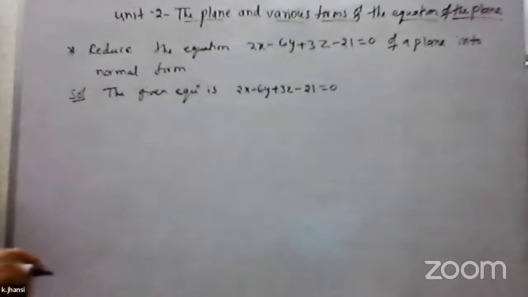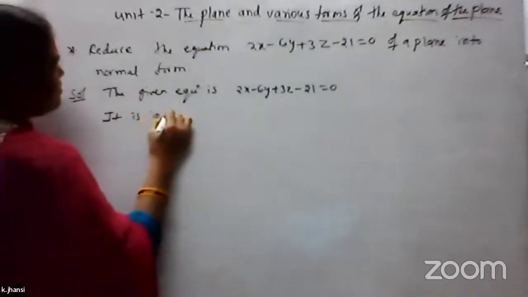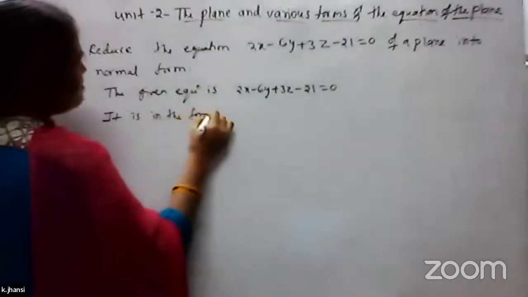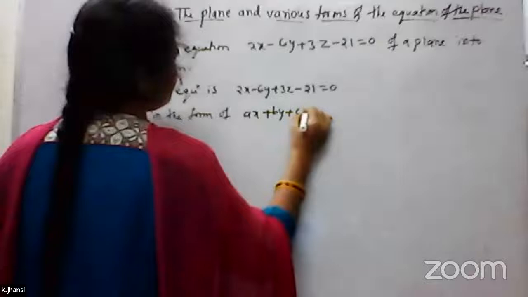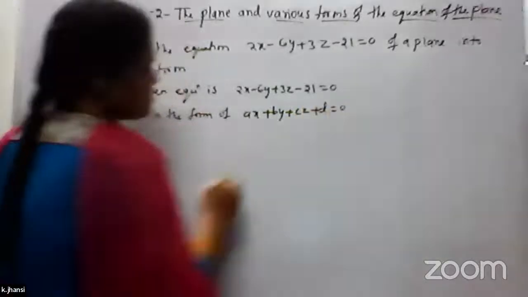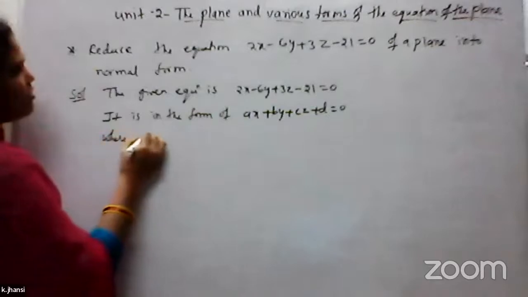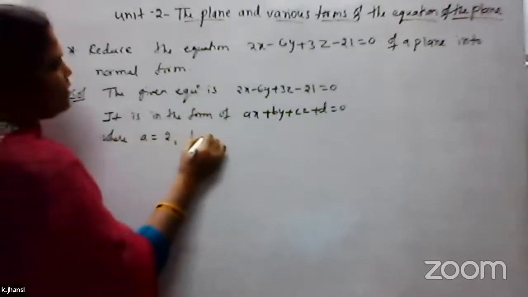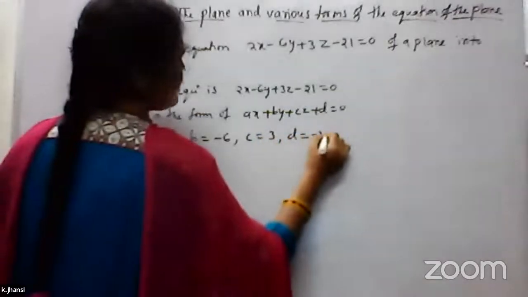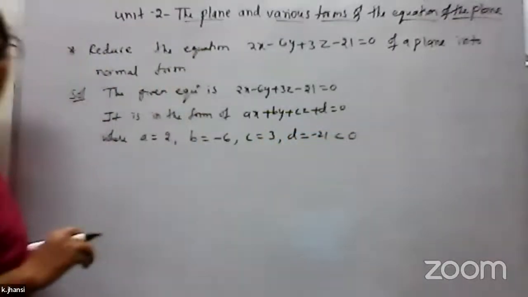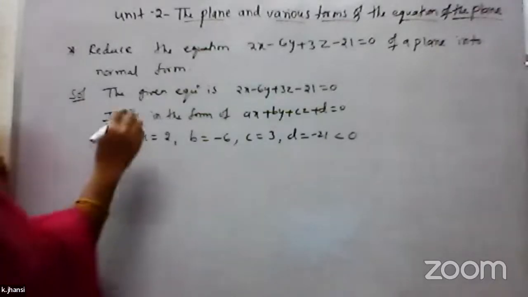Okay, it is in the form of ax plus by plus cz plus d equals 0. So what is a? a is 2, b is minus 6, c is 3 and d is minus 21. It is less than 0. Okay, so next it can be reduced into normal form.